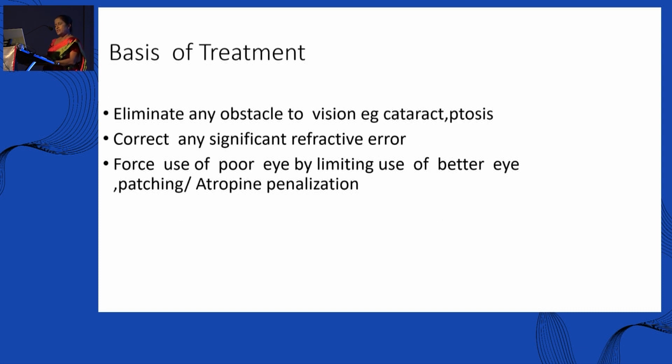So the basis of treatment of amblyopia: the first thing is to eliminate any obstacle to vision, like when there's a cataract or ptosis, you have to eliminate the obstacle. Number 2 is to correct any significant refractive error. And number 3 is to force use of the poor eye by limiting the use of the better eye, something like patching or atropine penalization, etc. And the newer techniques as well.